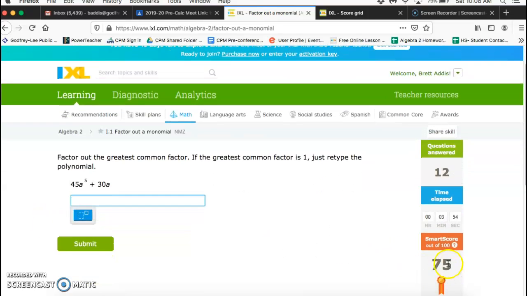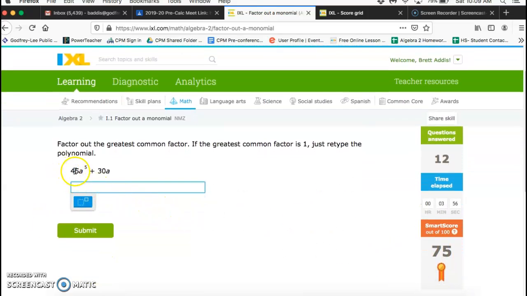I'm getting pretty close to my score of 80 here. 45 and 30 have a 15 in common. And I also have an A in common. That takes 1 away, so I have a to the 4th, 3a to the 4th, and 15 times 2 is 30.